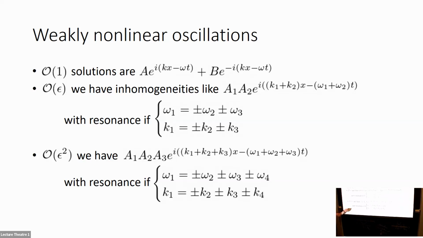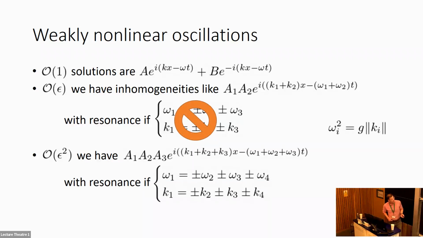But of course, you also need to satisfy this condition on the omegas. And as it turns out, if you're in deep water, the dispersion relation tells you how omega and k go together. And so the triad resonances are excluded. So this is the answer to why Stokes, when he was doing perturbation expansion, couldn't stop at second order.